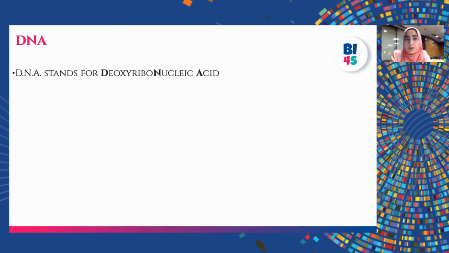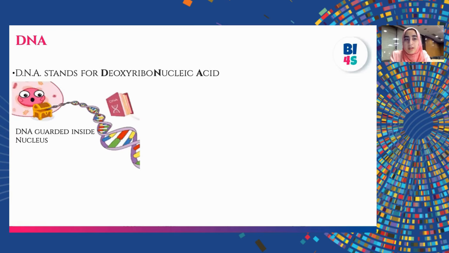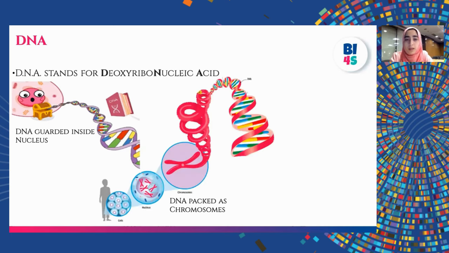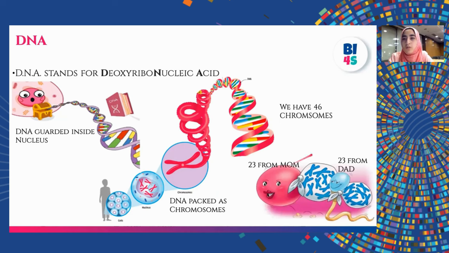Now, if we look at the DNA, DNA stands for deoxyribonucleic acid, and it is guarded inside the nucleus of the cell. So it is very important for us, right? It is basically the instruction manual for us, so we need to keep it protected. To protect it, it is present inside the nucleus of the cell. And within this nucleus, it is tightly packed into chromosomes. So in humans, we have 46 different chromosomes, out of which 23 come from our mom and 23 come from our father.